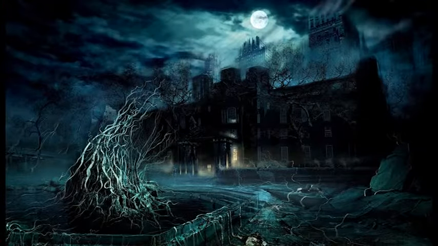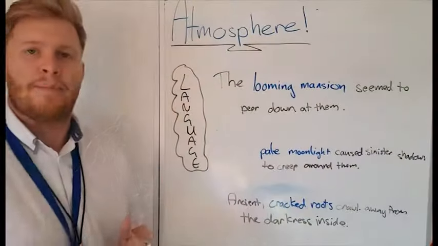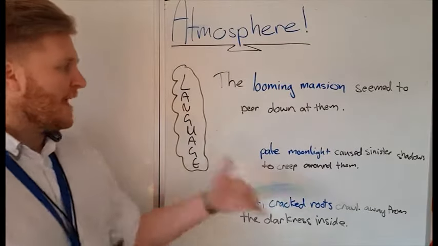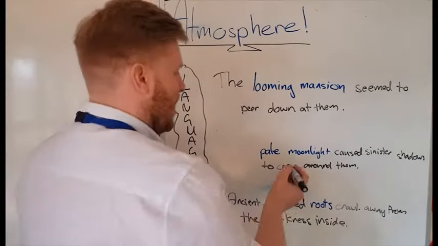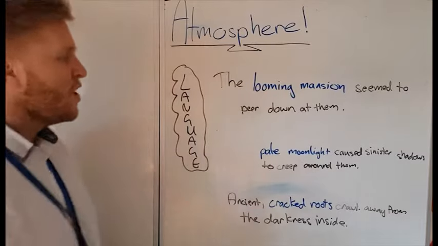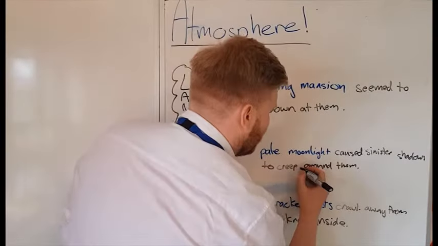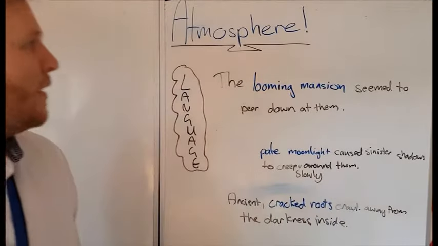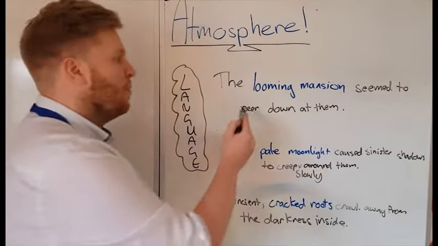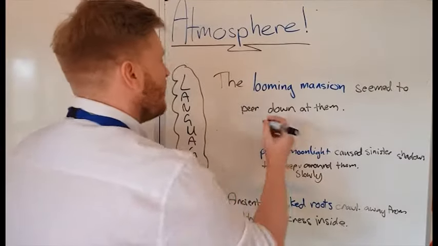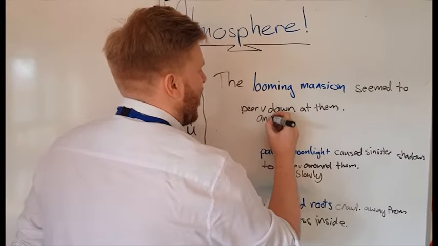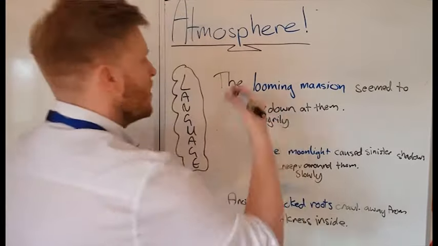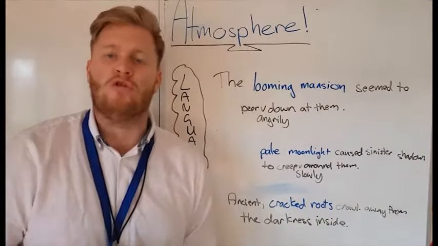Now these sentences, I want to try and put some adverbs in there. Okay, so we talk about adverbs. How are they crawling? We could have another one in here. How is it creeping? Okay, creep slowly around them. I like that one. So they're creeping slowly around them. Okay, so peer. Brilliant. The looming mansion seemed to peer angrily down at them.